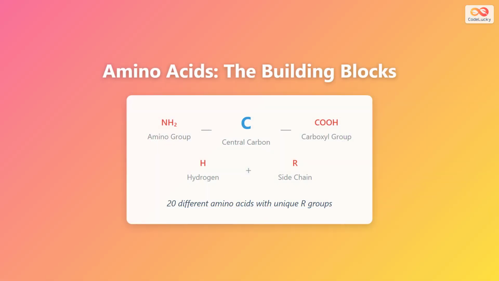Now let's examine the building blocks themselves, amino acids. Every amino acid has the same basic structure. At the center is a carbon atom called the central carbon. Attached to this carbon are 4 different groups. First, there's an amino group, written as NH2. Second, there's a carboxyl group, written as COOH. Third, there's a simple hydrogen atom. And fourth, there's what we call an R group or side chain. This R group is what makes each amino acid unique. In nature, there are 20 different amino acids, each with its own distinctive R group that gives it special properties.